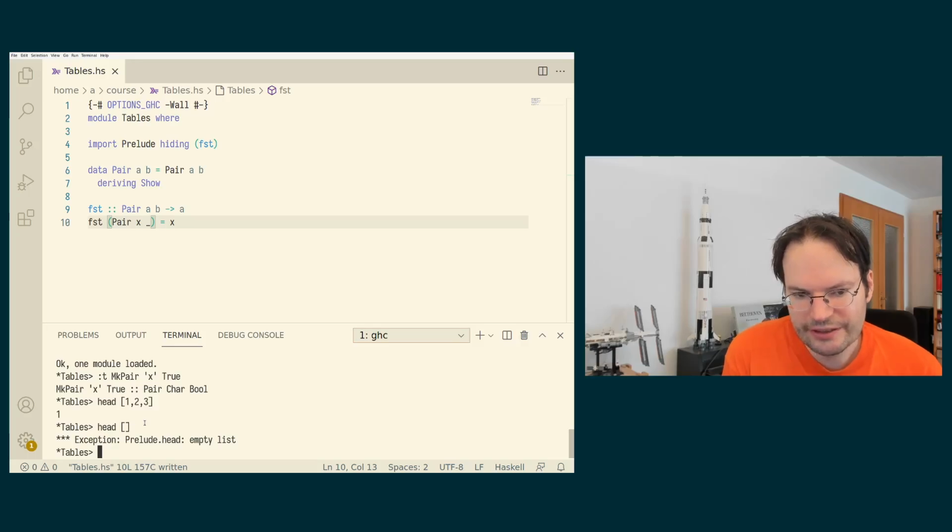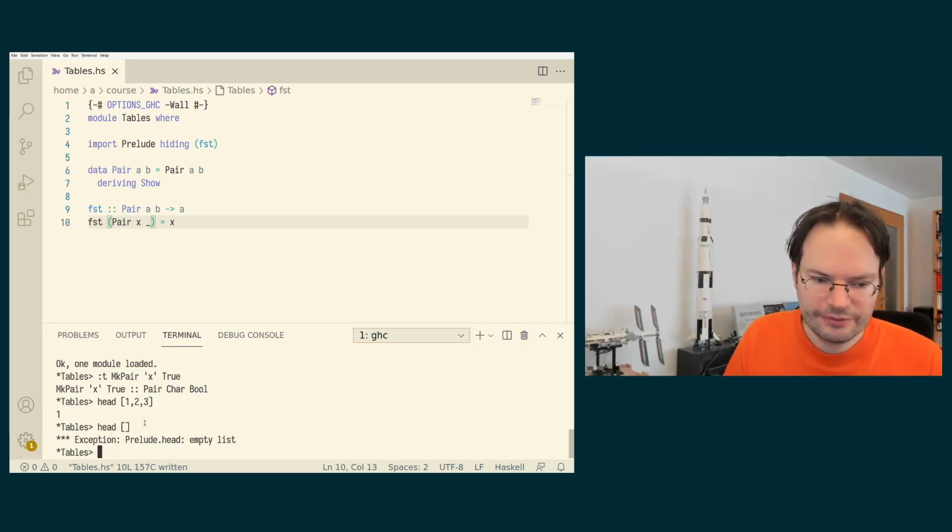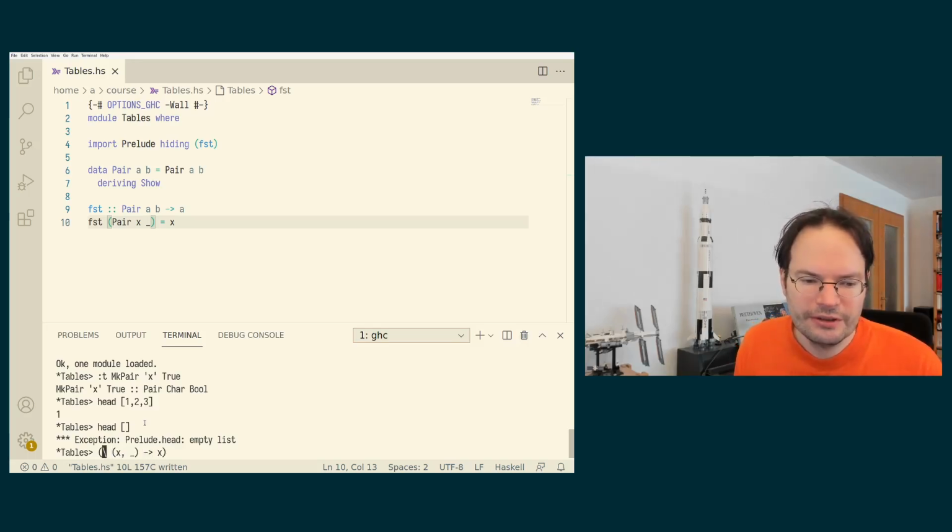Another thing to say is that because pairs have only a single constructor, we can actually also use pattern matching in a lambda for a pair. So if we wanted to extract the first component of a pair anonymously, we could just write a function that takes a pair of an x and something and then returns the x. This is a way to anonymously define the first function.